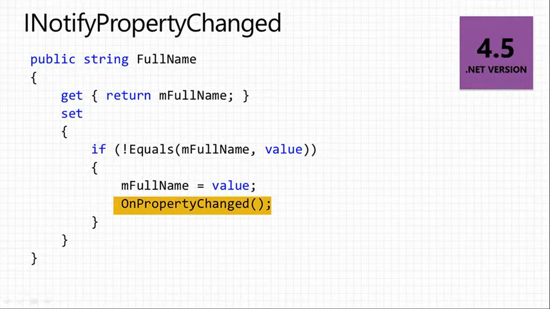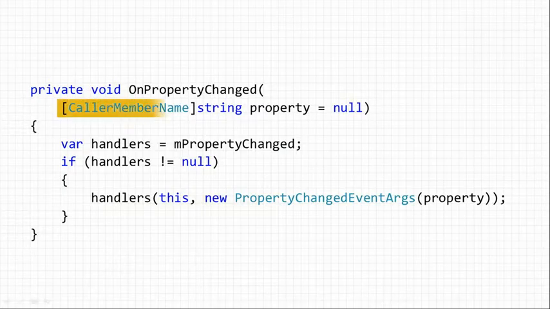Now, usually when I show this to people, they start saying, hang on, that can't possibly work. How can it know what property it is? How it works is by using this new attribute that the compiler recognizes. What we do is declare the property parameter as a string parameter, as we have before. We give it a default value of null. Then we stick this attribute on, which asks the compiler to supply the value for us.